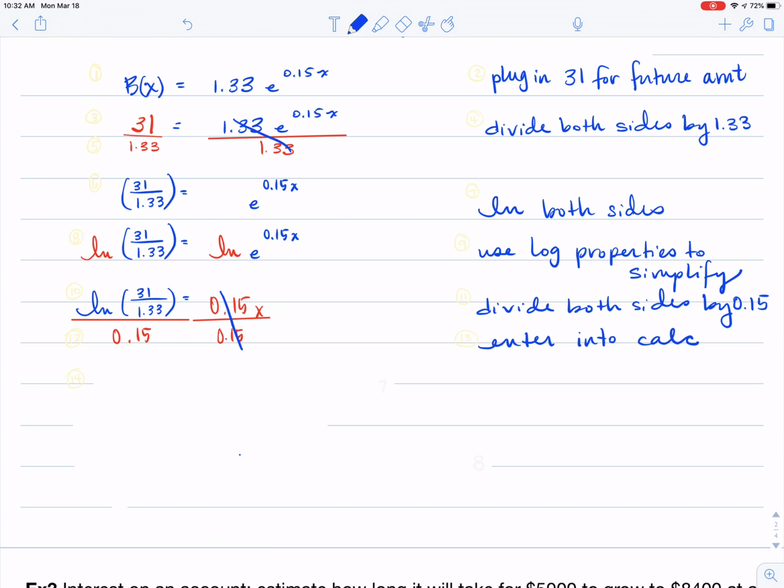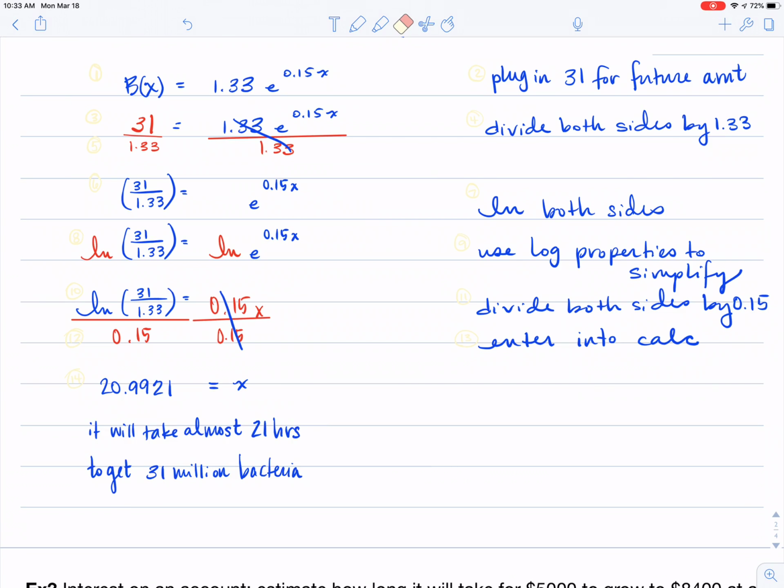I can enter this into the calculator, and I will get 20.9921. Now remember what we were asked for. We were asked for how many hours it takes to get to that 31 million bacteria. So to answer this fully, we would say it would take almost 21 hours to get our 31 million bacteria.